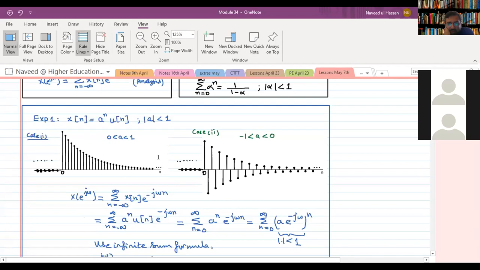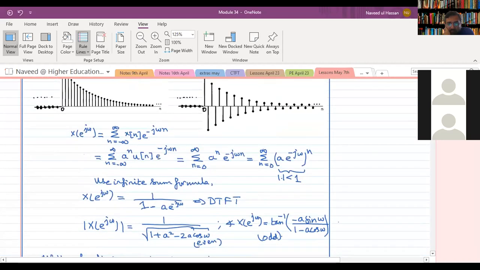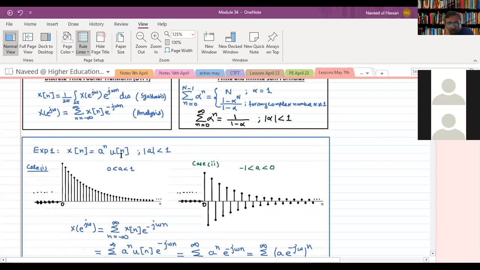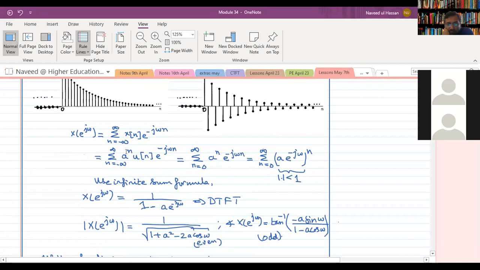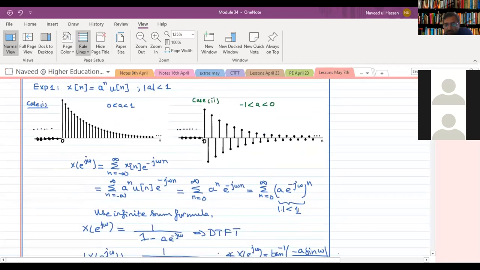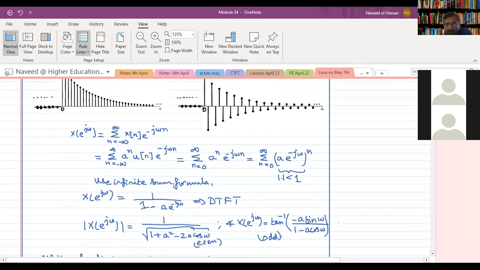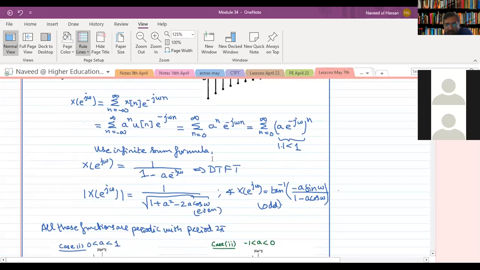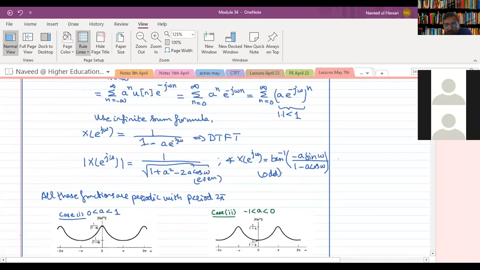तो इसका discrete time Fourier transform find करने के लिए all we need to do is to use the transform formula here, and then evaluate this summation. और यहाँ पे when we come here at this step, because of this condition, this magnitude is less than 1, so we can use the infinite sum formula and we get this discrete time Fourier transform. Okay, और फिर यहाँ से हमने इसका magnitude और phase find कर लिया.